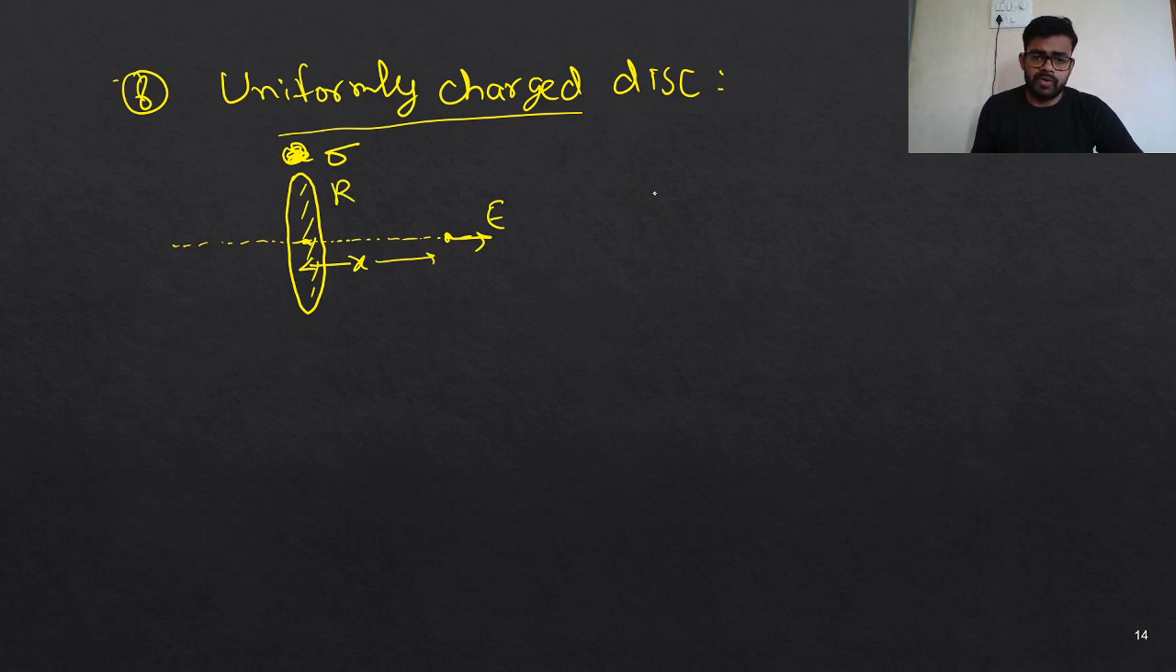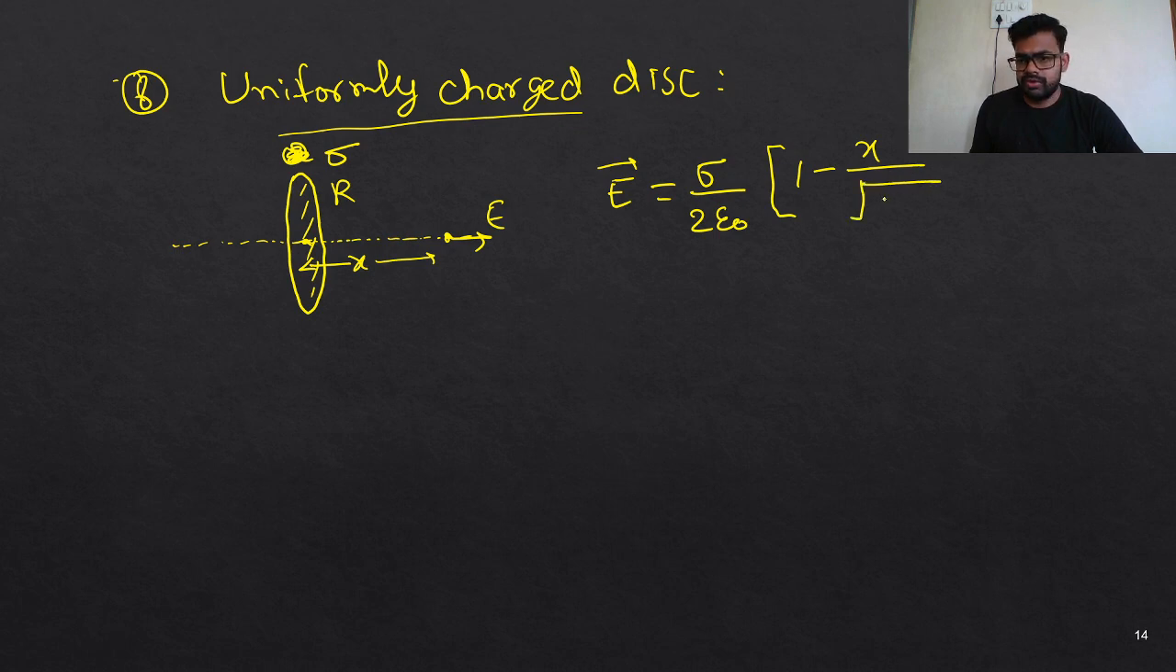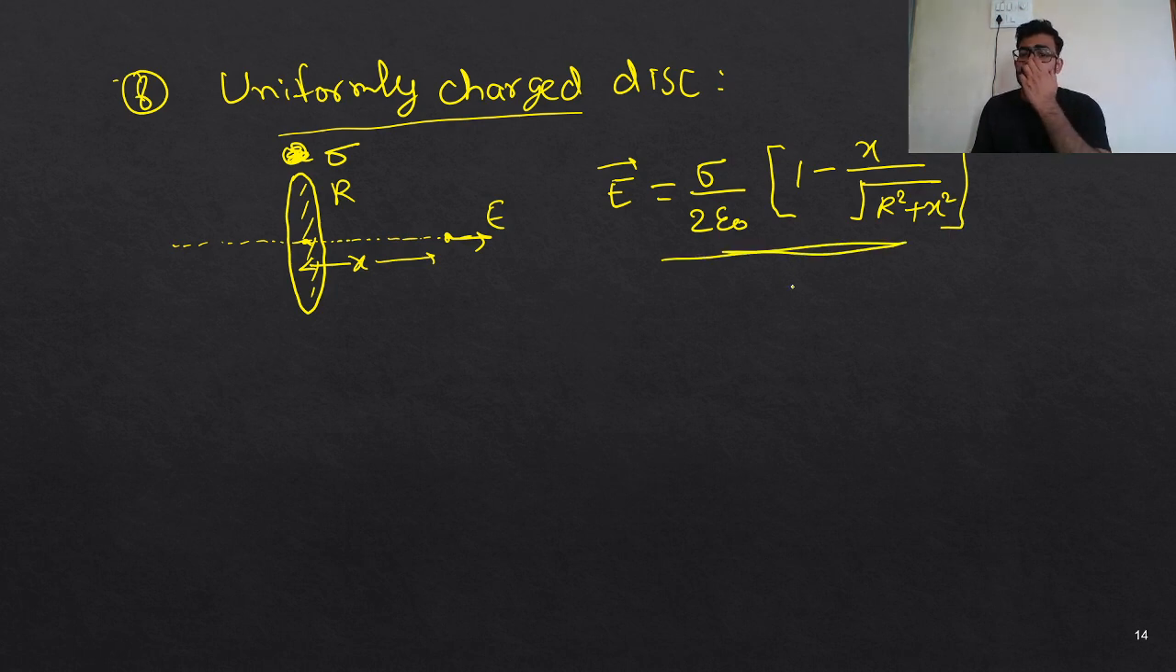So how will the formula look? It can be given as E is equal to sigma upon 2 epsilon naught, times 1 minus x upon root of r square plus x square. That's all. This formula you need to remember at any cost, right?